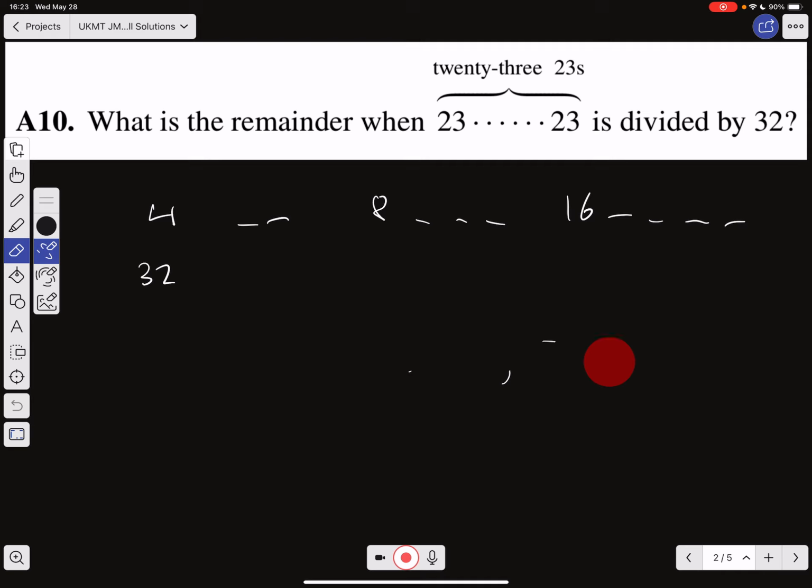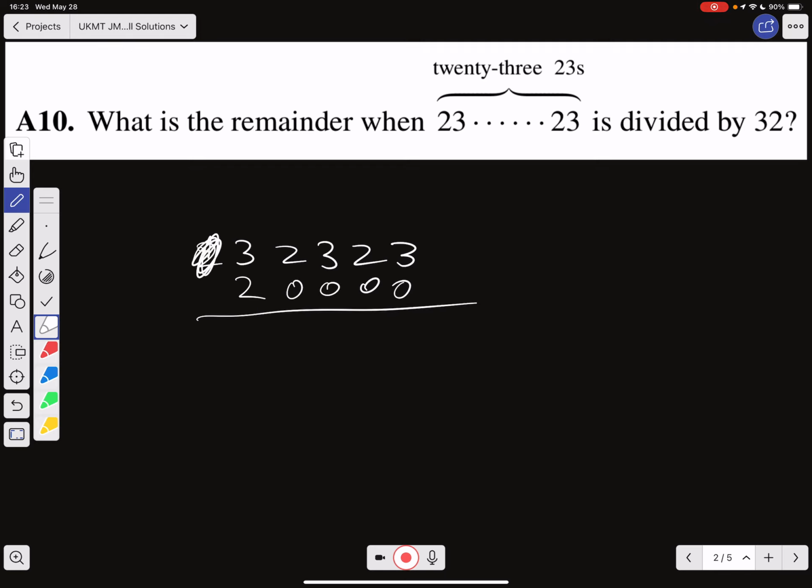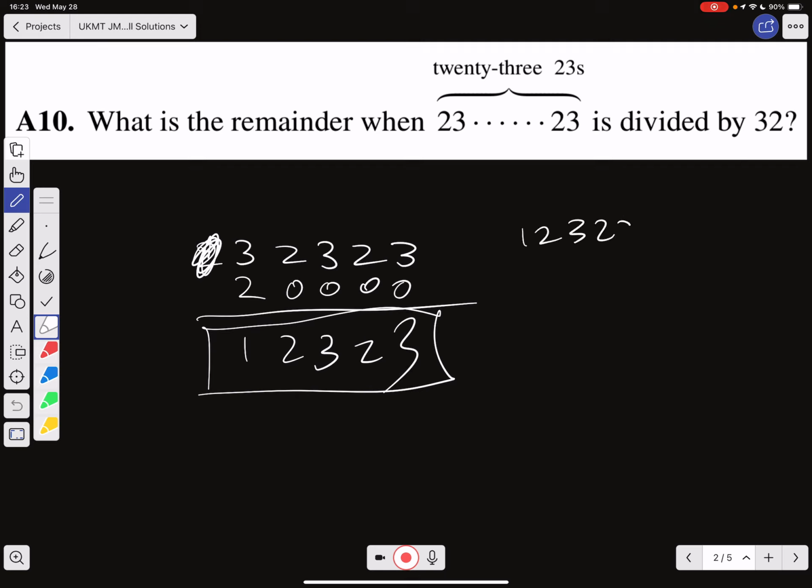So then we erase that, and we can look at this problem. We have 2, 3, all the way up to the last few digits, which I'm going to write here. 6 digits. Now, if we subtract 20,000 off, or you can ignore this one really, you get 1, 2, 3, 2, 3, right? Now this number is the leftovers, well, this is less than 20,000, so we have to just use straightforward division and divide by 32.